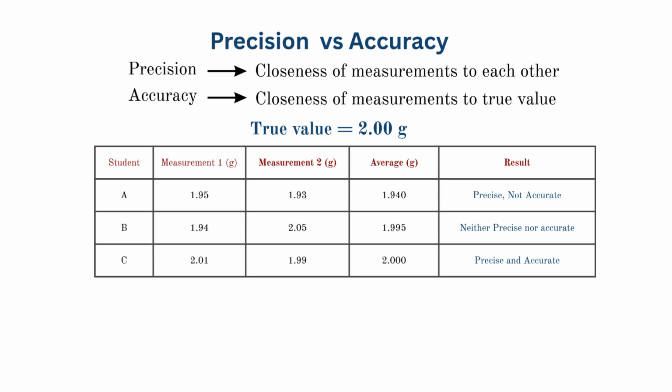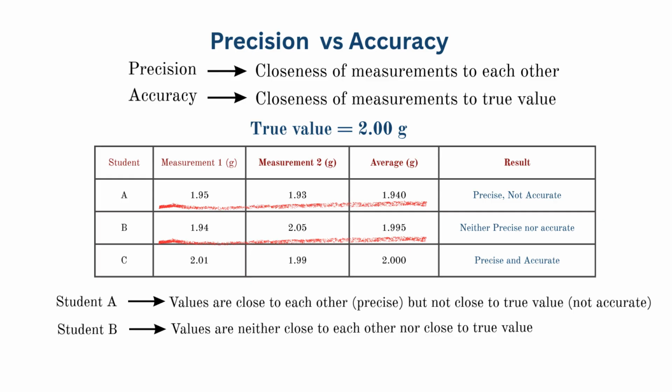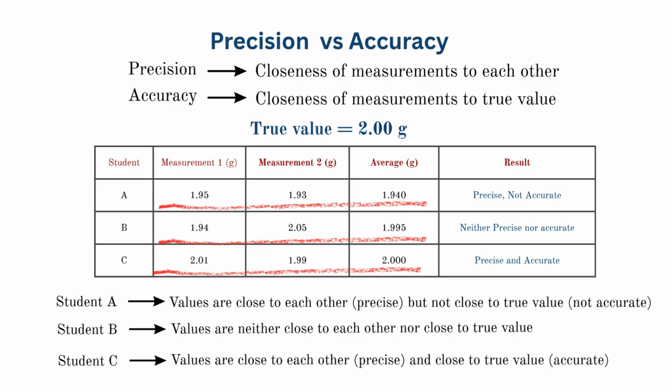Now look at these numbers of measurement 1 and measurement 2 and the average carefully. Student A's values are close to each other but not close to the true value. So they are precise but not accurate. Student B's values are neither close to each other nor close to the true value. So they are neither precise nor accurate. Student C's values are close to each other and also close to the true value. Therefore, they are both precise and accurate.